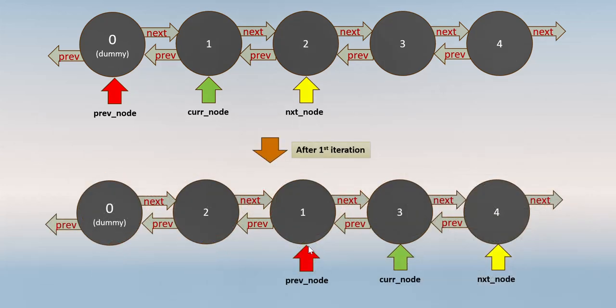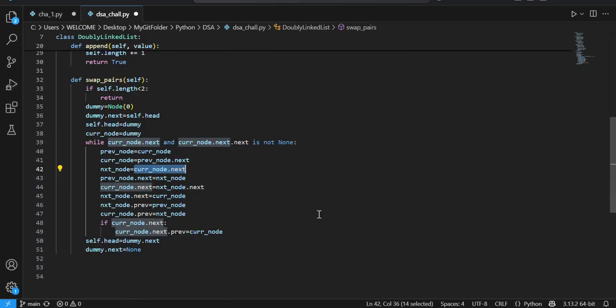so after the first iteration, when we start our second iteration, previous node will now point to 1, current node will now point to 3, and next node will now point to 4. Okay, so again we have to swap the nodes pointed by the green and yellow pointers, which are current node and next node. So let's start our process again. So previous node dot next equals next node. So previous node is 1, dot next equals next node which is 4. So 1 will point to 4.